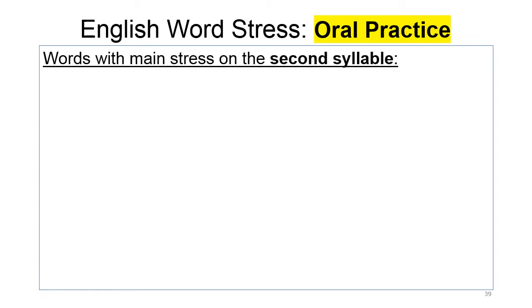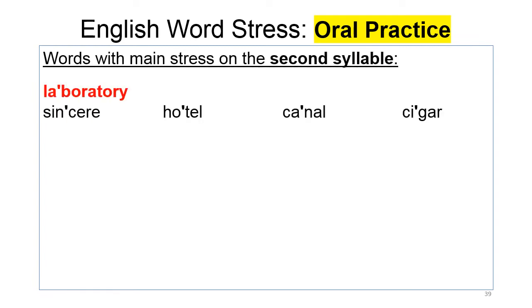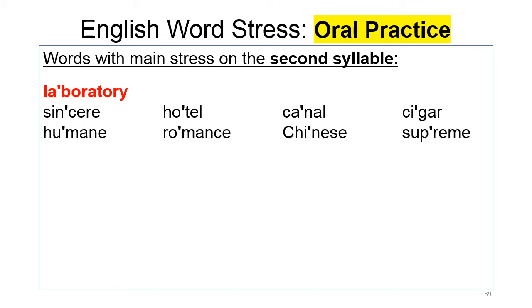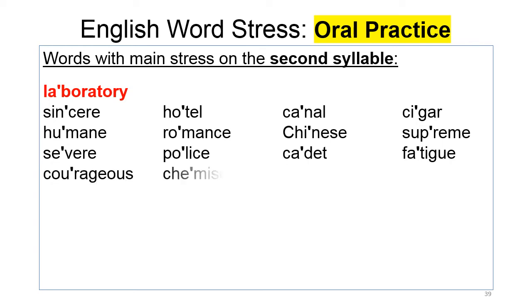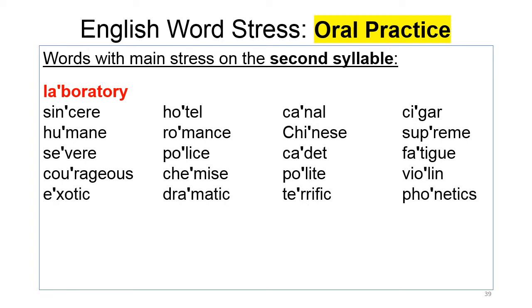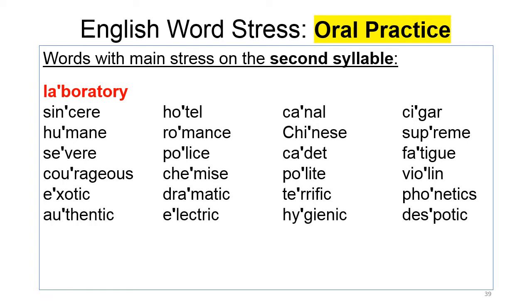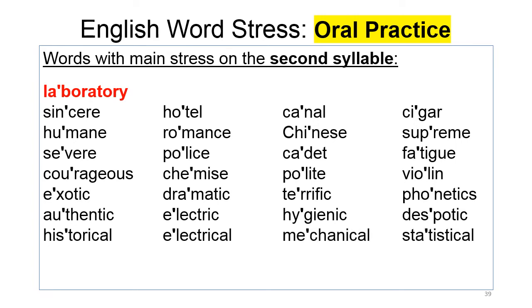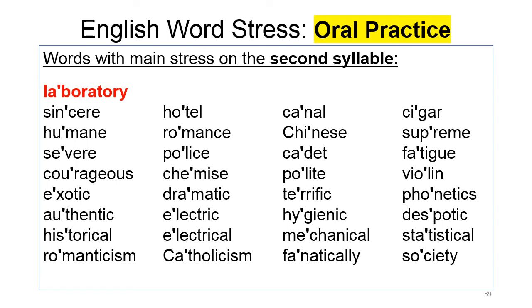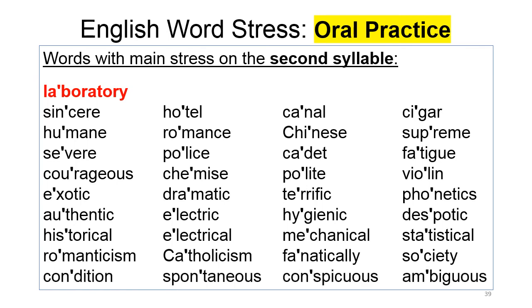Words with main stress on the second syllable: laboratory, sincere, hotel, canal, cigar, humane, romance, Chinese, supreme, severe, police, cadet, fatigue, courageous, chemise, polite, violin, exotic, dramatic, terrific, phonetics, authentic, electric, hygienic, despotic, historical, electrical, mechanical, statistical, romanticism, Catholicism, fanatically, society, condition, spontaneous, conspicuous, ambiguous.